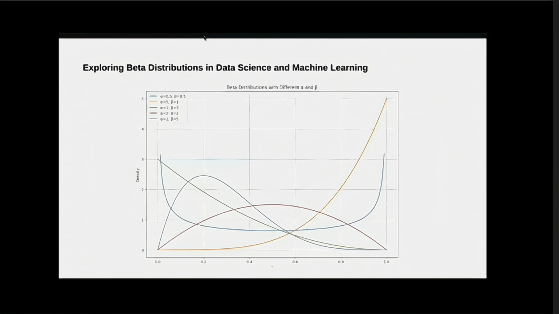So now let's dive into this graph. Each curve in the plot represents the beta distribution with a specific combination of alpha and beta, showing how these parameters affect the shape of the probability density function, which is also known as PDF. The x-axis represents the range from 0 to 1, and the y-axis shows the density, which represents the probability of certain outcomes in this range.